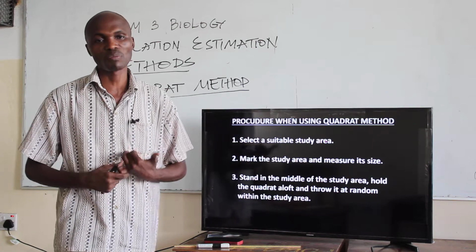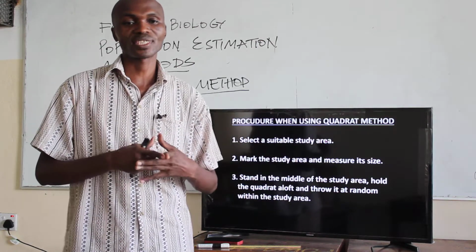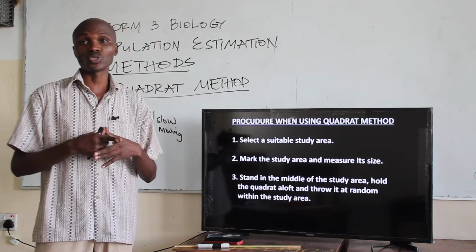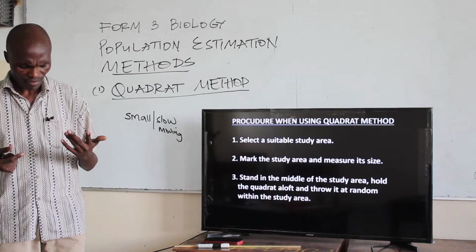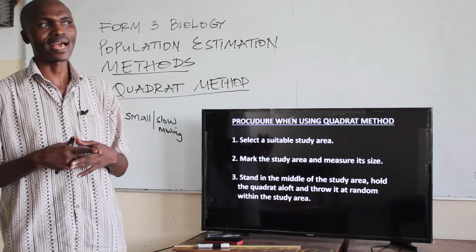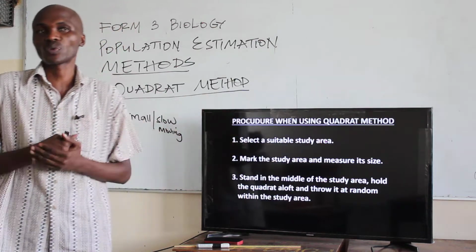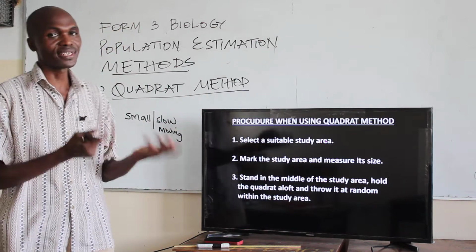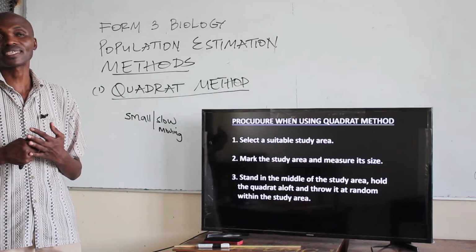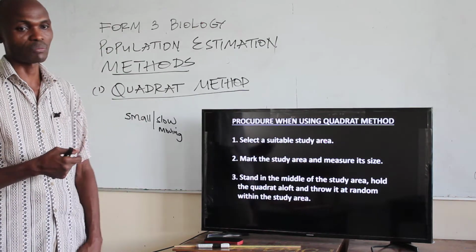First and foremost, it is important that you select a suitable study area. That means you need to choose. If you are looking for a particular species of plant, then you need to identify which part of the area you find this particular plant. For the organism or animals you are trying to sample, you also need to identify the habitat, where they are found, and where you are likely to get some of them.